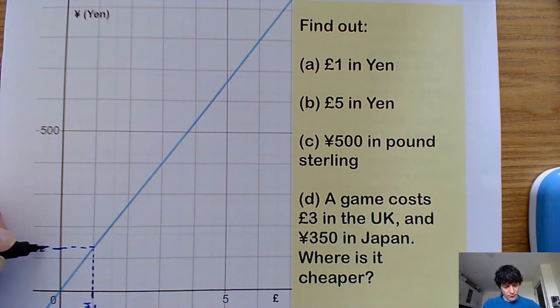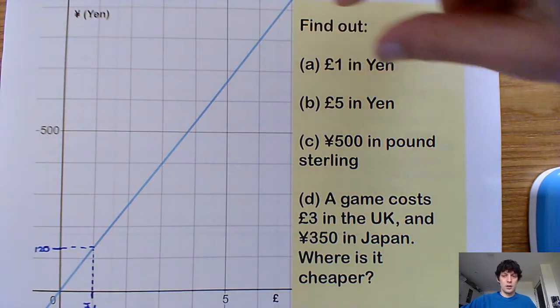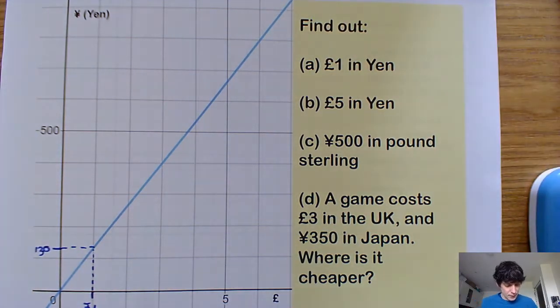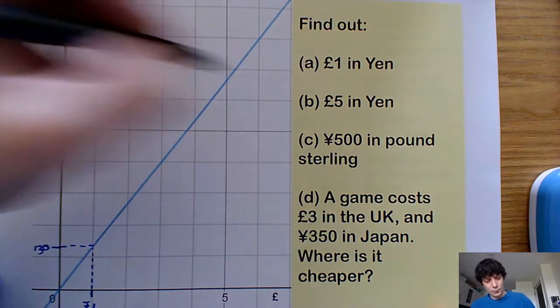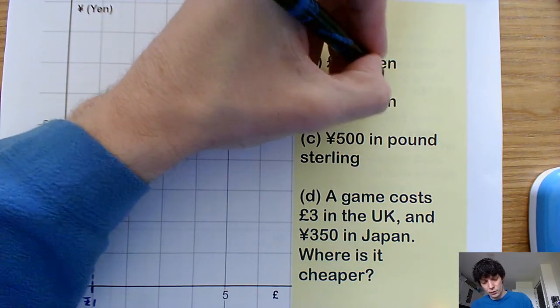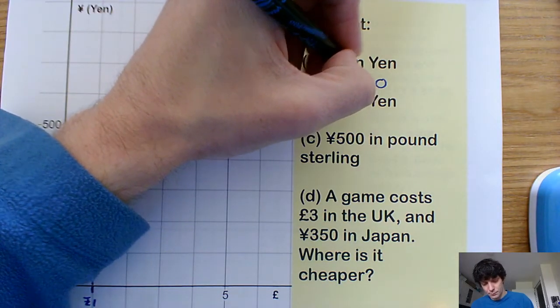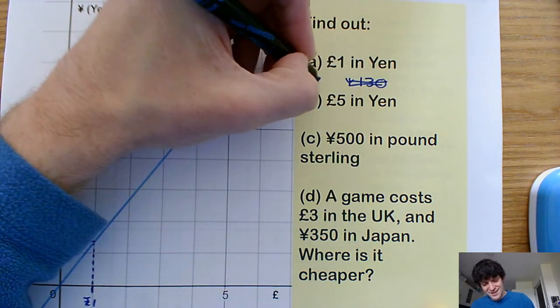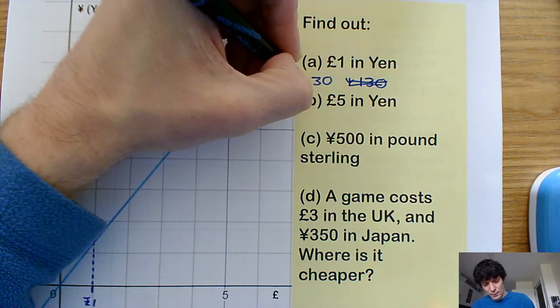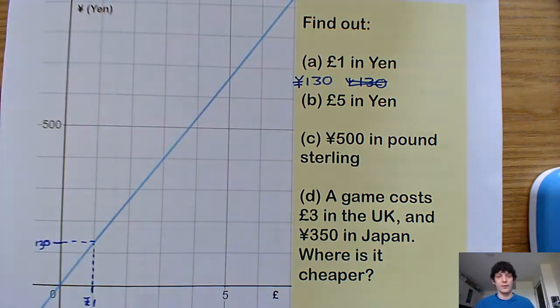120 maybe, actually a little bit higher, maybe 130. So let's say 130 yen there, so £1 in yen would be 130 yen, and this is the symbol for yen, so not what I've drawn there, so like a Y with two lines going horizontally through it. So £1 would be 130 yen.